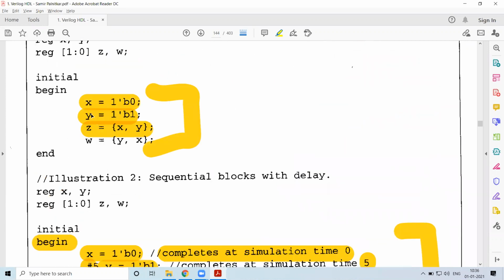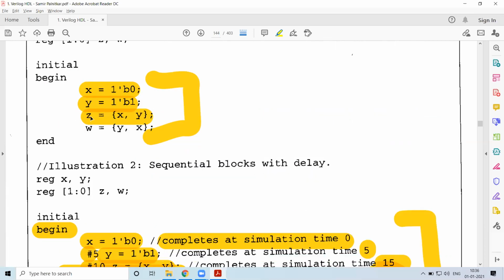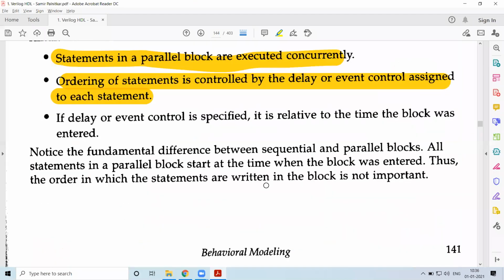Whereas in sequential blocks, y's execution is dependent on the previous statement, that is, x has to complete its execution. But in parallel, y can execute independent of x. For x, y, z, and w, all can execute at any moment, parallelly. Nobody is dependent on the other. So we have to be careful when dealing with parallel blocks, because we can fall into something called a race condition.